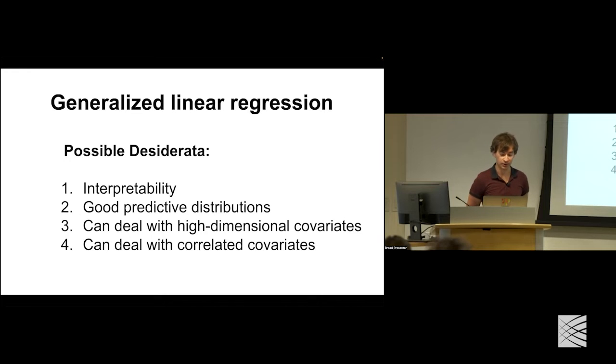So that's another desideratum that you might have. Another is that we can deal with high dimensional covariates, right? Methods that might work when you have 10 covariates might not work very well when you have a million covariates, right? That's a different regime, and it may require special treatment. And finally, we would like something that can deal with correlated covariates, right? This directly ties in with the third point, because often when you have high dimensional covariates, you inevitably have covariates that are highly correlated. And you want a method that can deal with that gracefully.